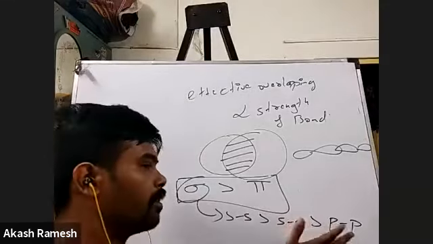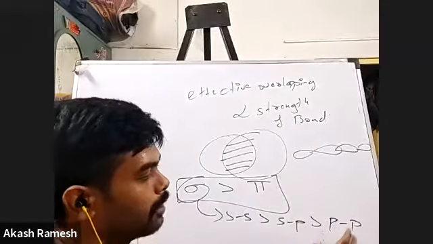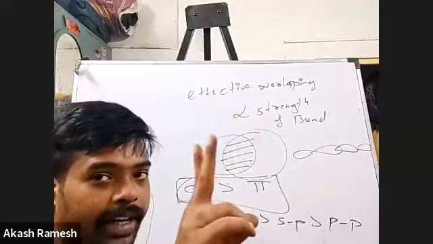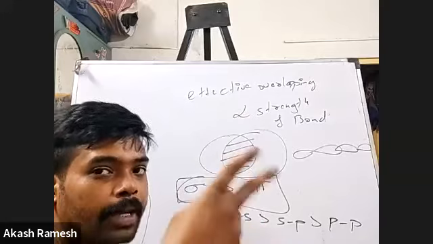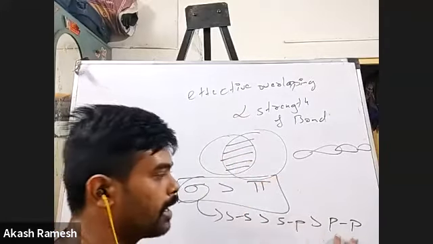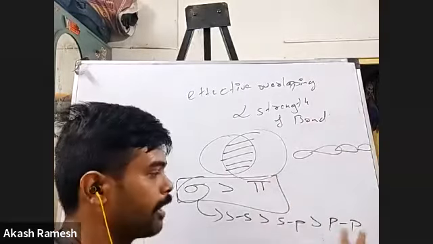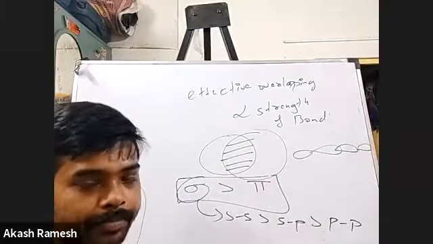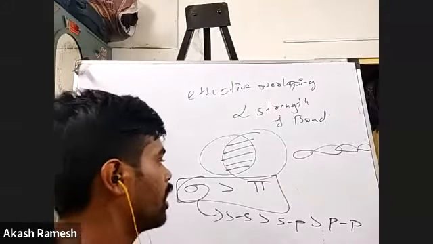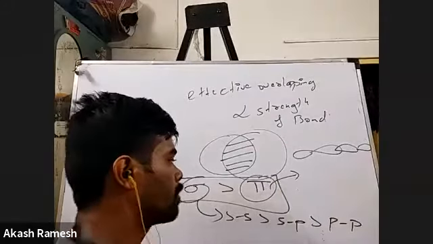But sir, that means all of these bonds will be stronger than any pi bond. Exactly. Even PP sigma will be stronger than a pi bond. See, in pi bonds, only two criteria are there, one is PP. So here I have a PP sigma bond, and in pi, we have a PP pi bond. Definitely, PP sigma bond is stronger. Okay, sir. Right.